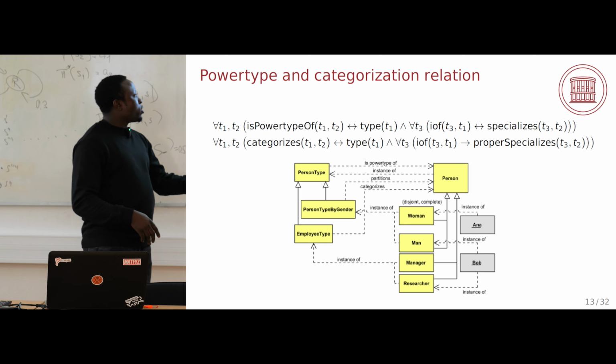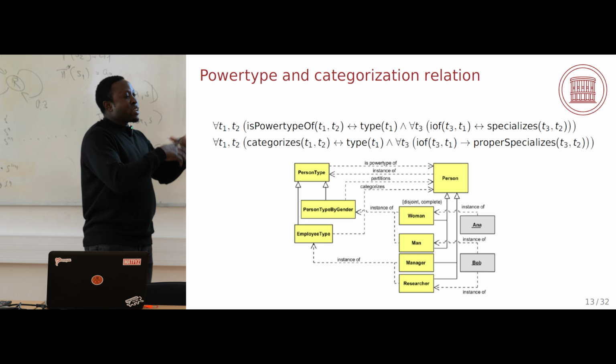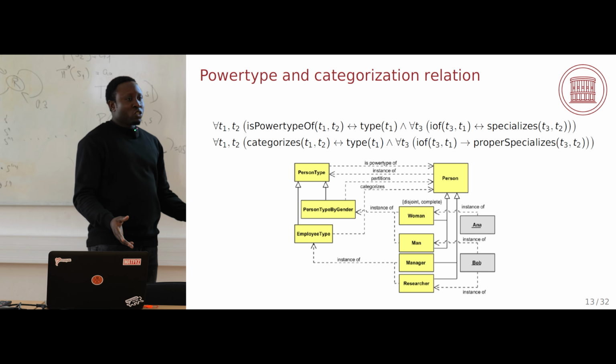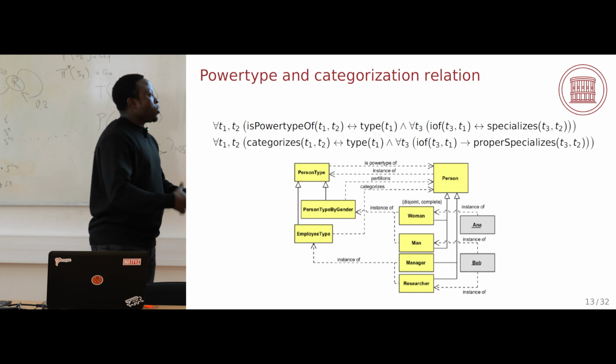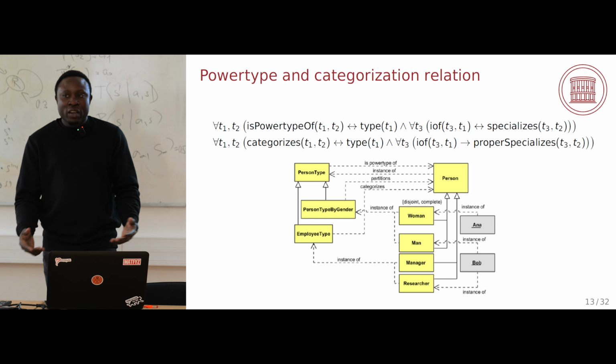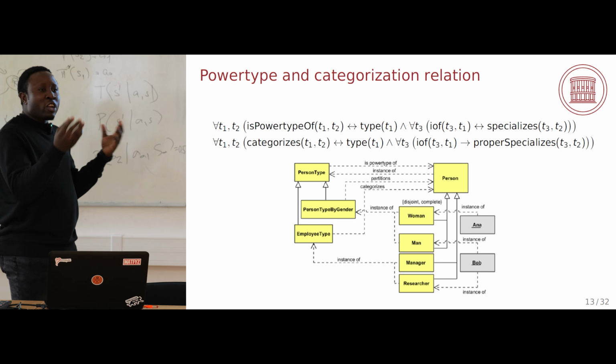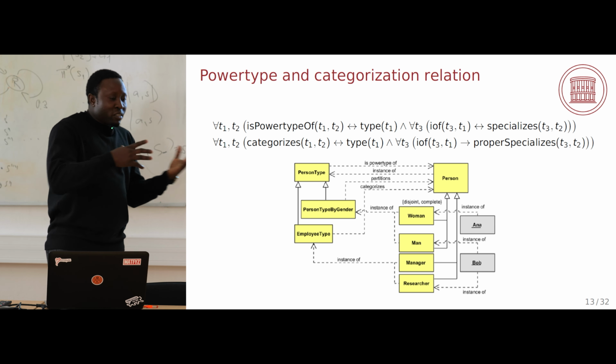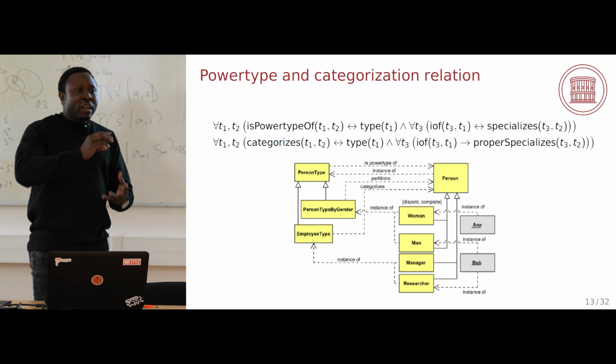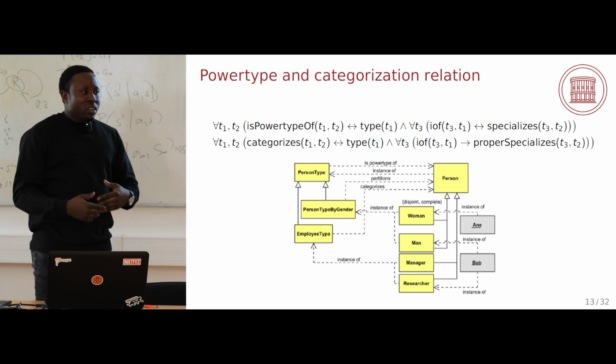And the categorization relation can take the form of disjoint categorization, partition, and then completeness categorization. So these are different relations that exist between a type and a type higher than it. Okay.